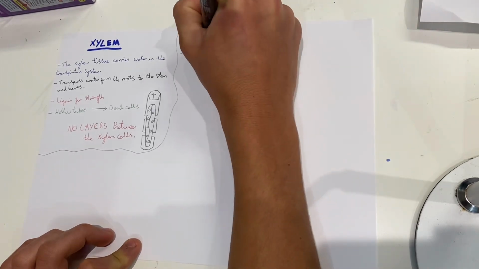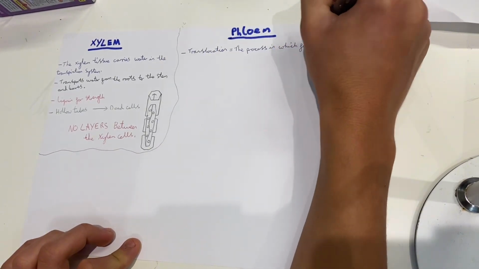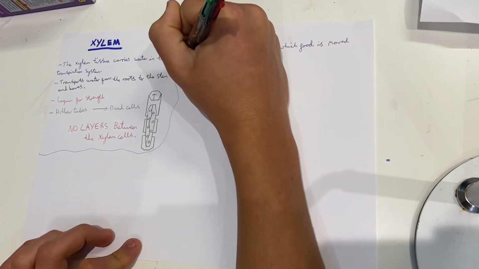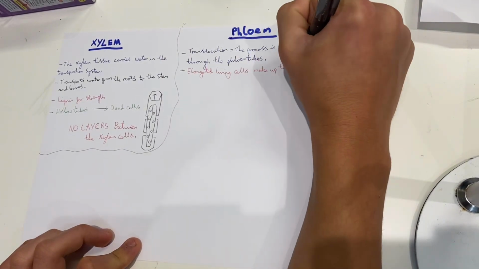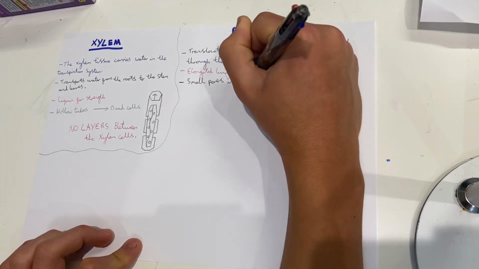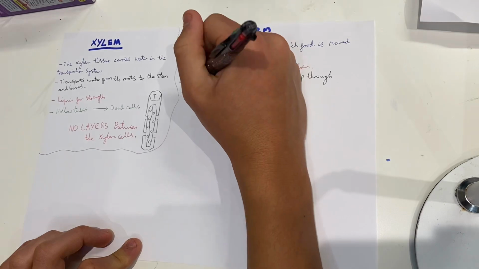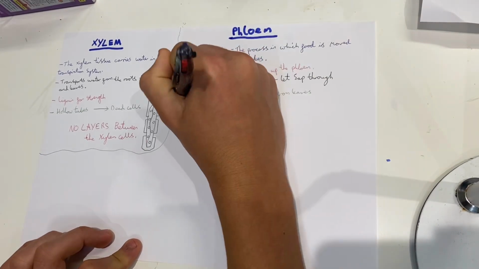And now we move to the phloem. Translocation is the process in which food is moved through phloem tubes. Elongated living cells make up the phloem. Small pores in the end walls let sap through to each layer.